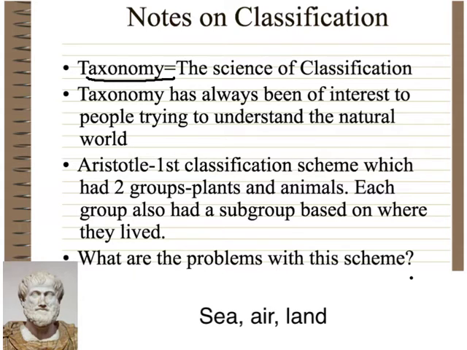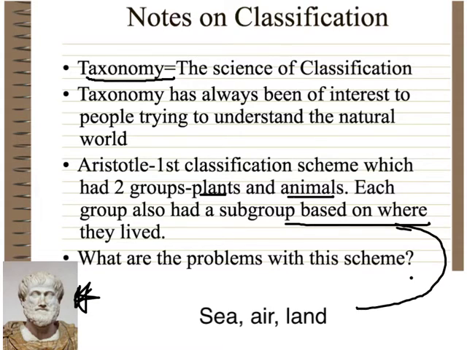The first classification scheme on record is credited to this guy right here. This is Aristotle, okay? And he had two groups. His groups were plants and animals, and then he had a subgroup based on where the organisms lived, and his groups were sea, air, and land. So under the plants there was a sea, an air, and a land, and then under animal there was sea, air, and land.